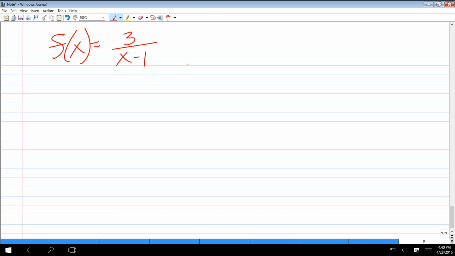The denominator is x minus 1, which means that can never be 0. So x cannot be 1. That's right, that's the only restriction. x can take on any value on the number line except 1. You can never divide by 0. Right. What else?